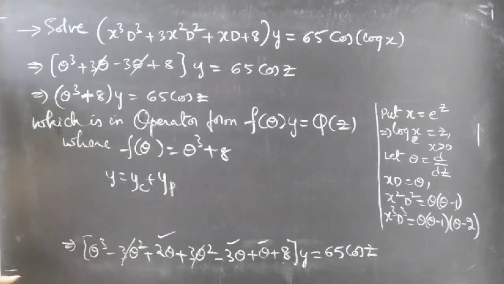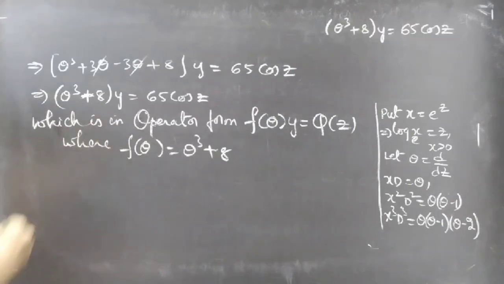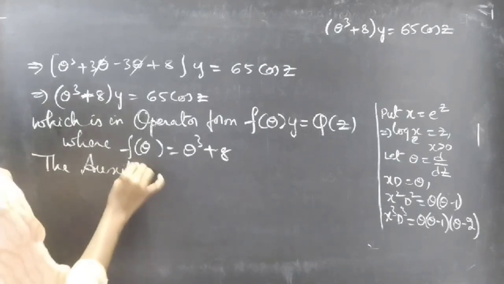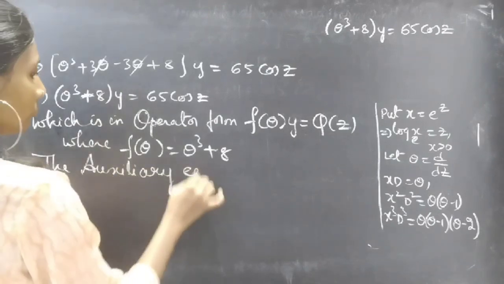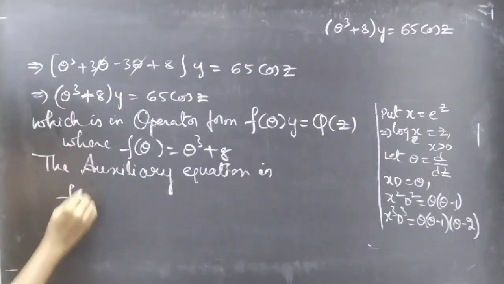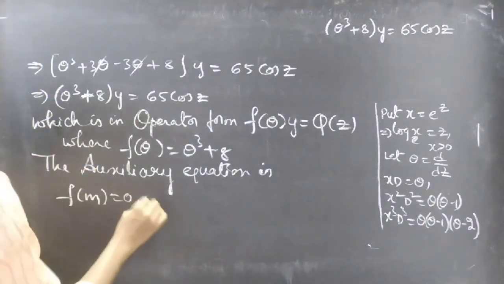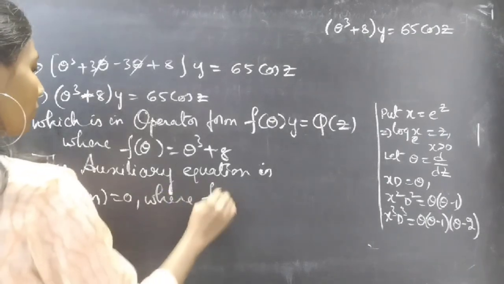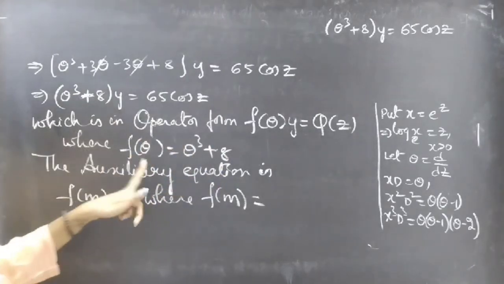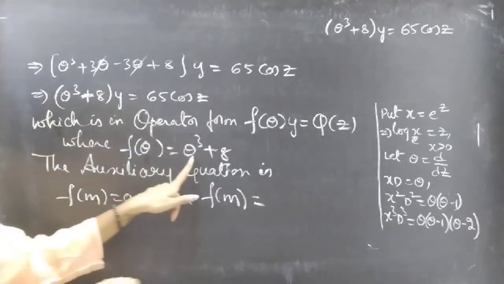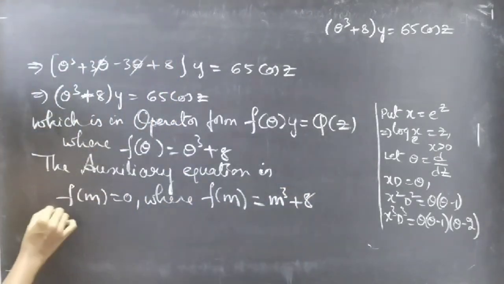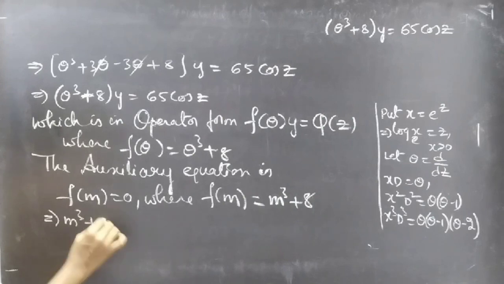First we will find yc using the auxiliary equation and later we'll go for yp. The auxiliary equation is f(m) = 0, where f(m) comes from f(theta) = theta³ + 8. Let's replace the differential operator by m, so that we get f(m) = m³ + 8. Now the auxiliary equation becomes m³ + 8 = 0.